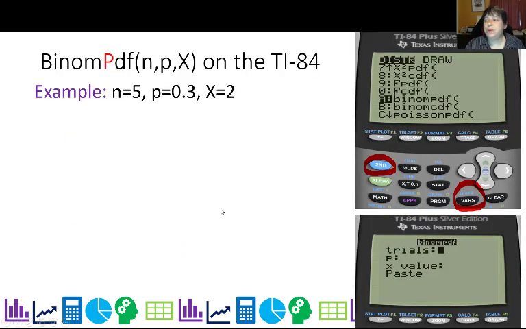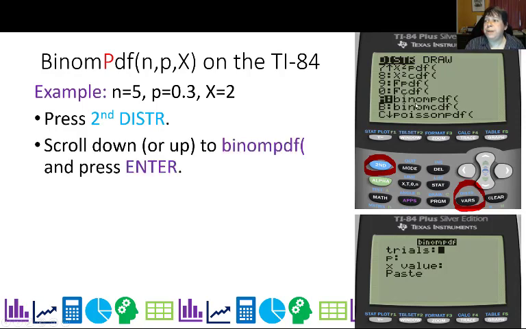So if you want to do this on your calculator, I'm doing an example where n is 5, p is 0.3, and x is 2. So that's like our speckled candies. You're going to press second, distribution, right there. You're going to scroll down to Binomial PDF and then press enter.